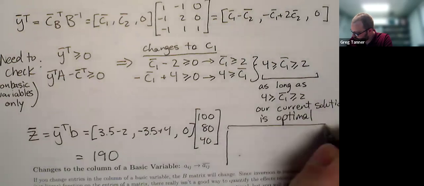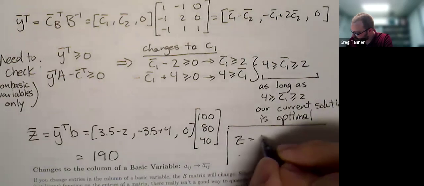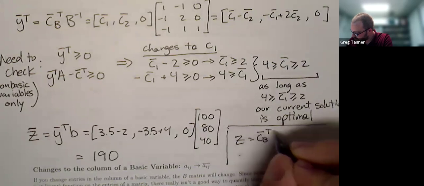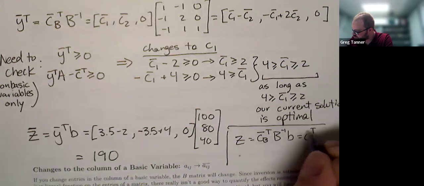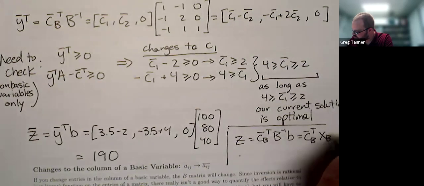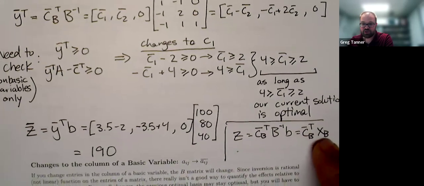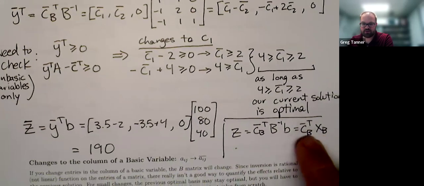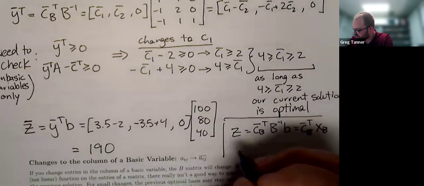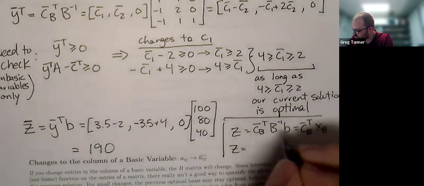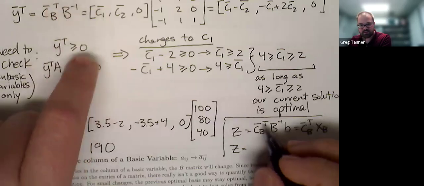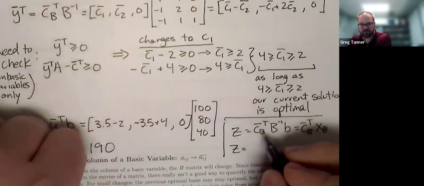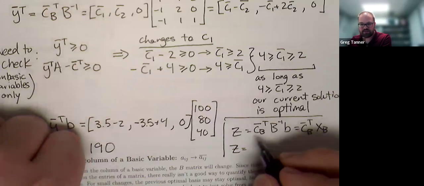I guess maybe another way to note this is that another way to write Z is CB transpose B inverse B, and we can group B inverse B there together. And so it's CB transpose times XB. Okay, and this XB is not changing. And so maybe it's a little bit more obvious to see that Z would be equal to CB transpose, which is C1, C2, and 0.